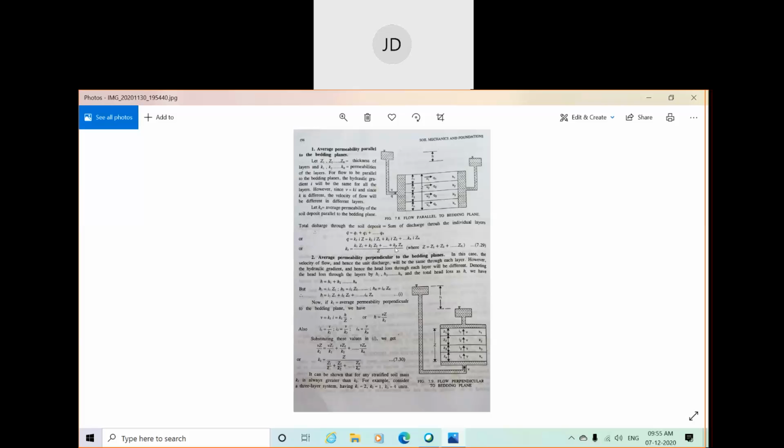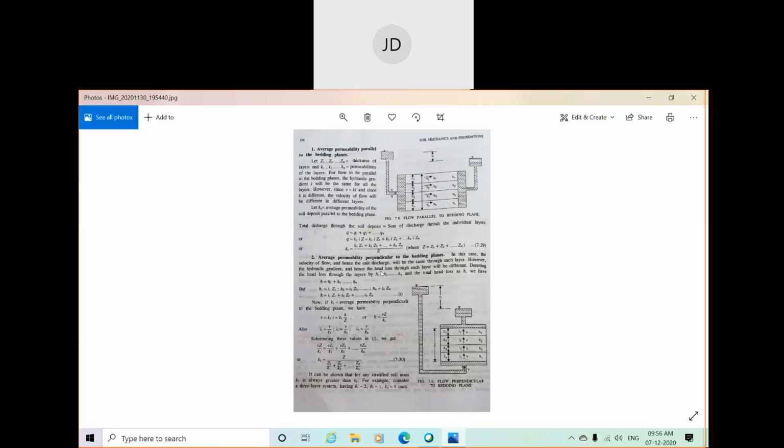Some problems may come in the exam, so you have to know these things. For flow parallel to the bedding plane, kx is given as k1 Z1 plus k2 Z2 up to kn Zn divided by the total thickness of the layer. So this is case 1, and regarding case 2, we'll discuss it in the next class.